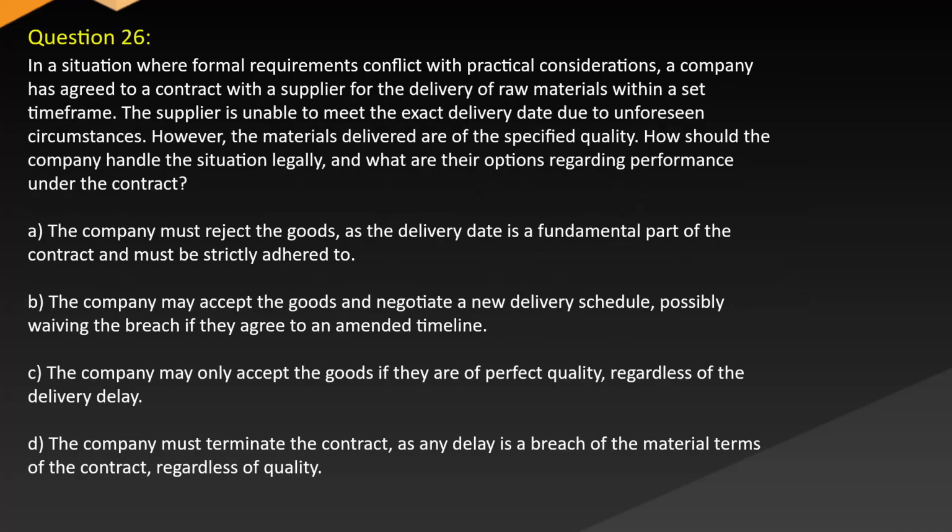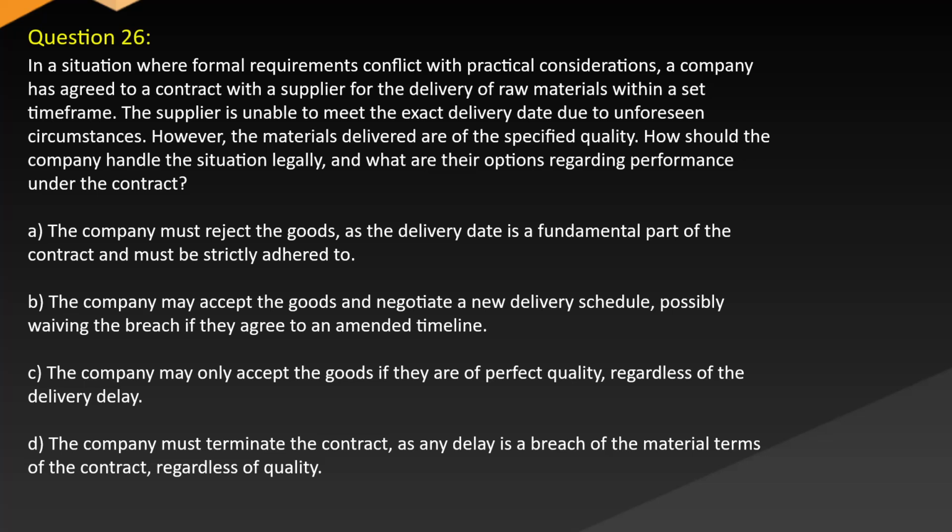Question 26. In a situation where formal requirements conflict with practical considerations, the company has agreed to a contract with a supplier for the delivery of raw materials within a set time frame. The supplier is unable to meet the exact delivery date due to unforeseen circumstances. However, the materials delivered are of the specified quality. How should the company handle the situation legally, and what are their options regarding performance under the contract?